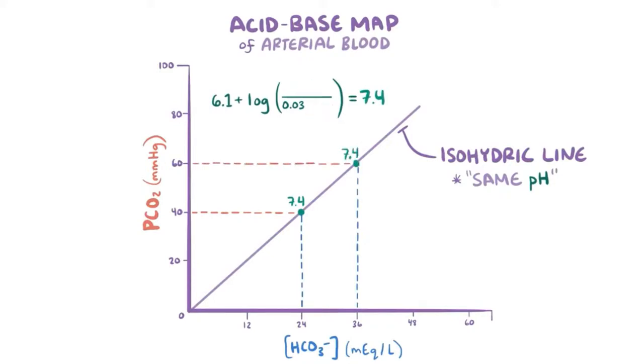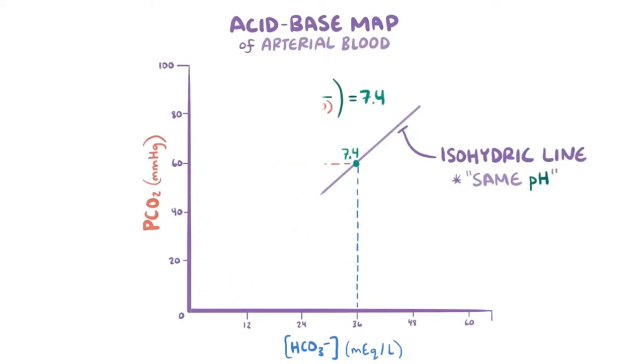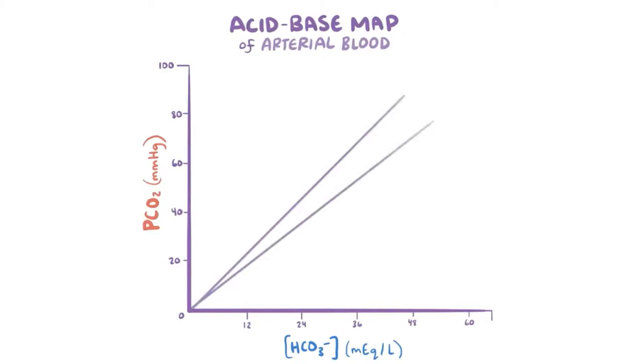Or with a bicarbonate concentration of 12 milliequivalents per liter and a partial pressure of carbon dioxide of 20 millimeters of mercury. In fact, we can draw out two more isohydric lines, this time for a pH of 7.35 and another for a pH of 7.45. A normal physiologic pH is between 7.35 and 7.45. So you can see that there are a lot of combinations of bicarbonate concentrations and partial pressure of carbon dioxide that are between these two lines that would result in a normal pH.